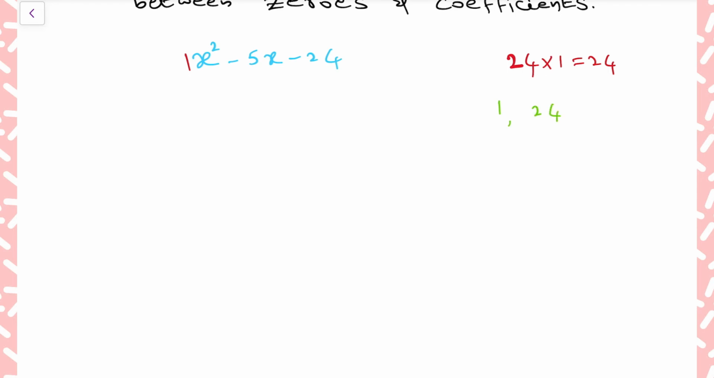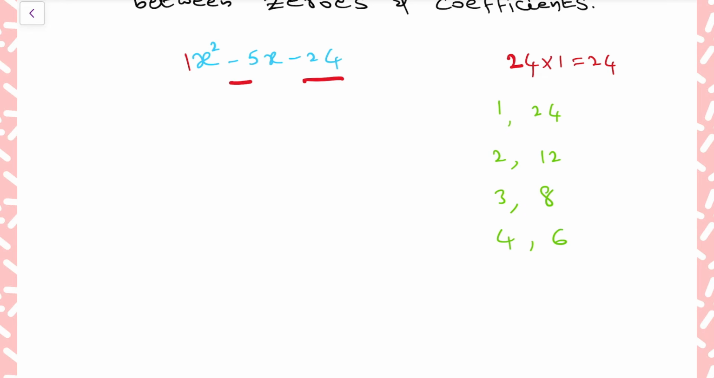1 24s are, 2 12s are, 3 8s are, 4 6s are. In reverse again, 6 4s are, 8 3s are, 12 2s are, 24 1s are. Now if we observe the given polynomial, middle term and last term both are negatives. If the middle term and last term both are negative, so in the given pairs, bigger number should be negative, smaller number should be positive.